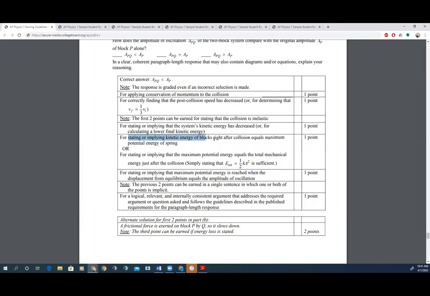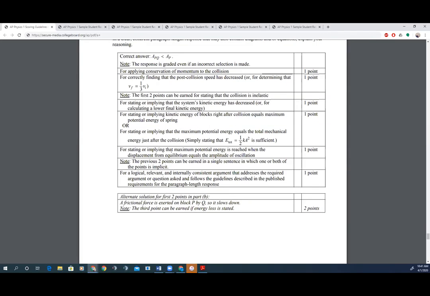And it says for stating or implying the kinetic energy of the blocks right after the collision equals the maximum potential energy of the spring. Or stating or implying the maximum potential energy equals the total mechanical energy after the collision. You could say that E total is equal to 1/2 Ka squared. So basically, where we went ahead and we said, well, the KE max is equal to PE max, right? Boom. That would have been 1 point right there.